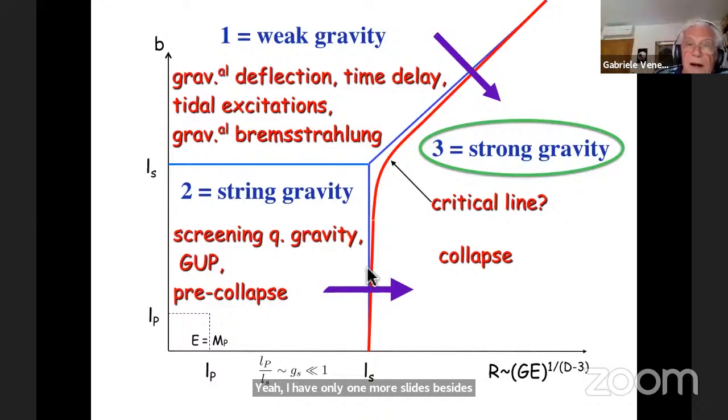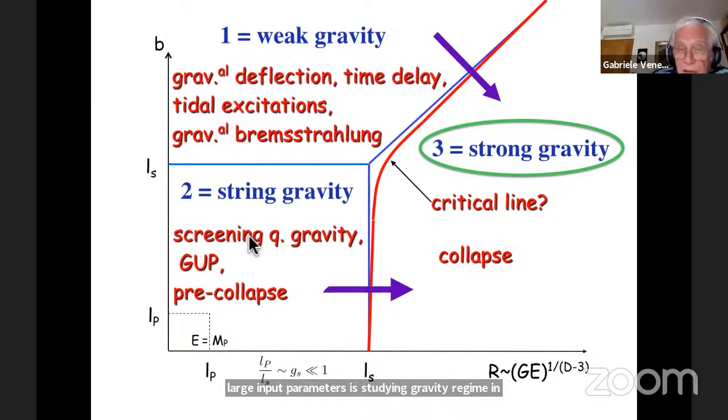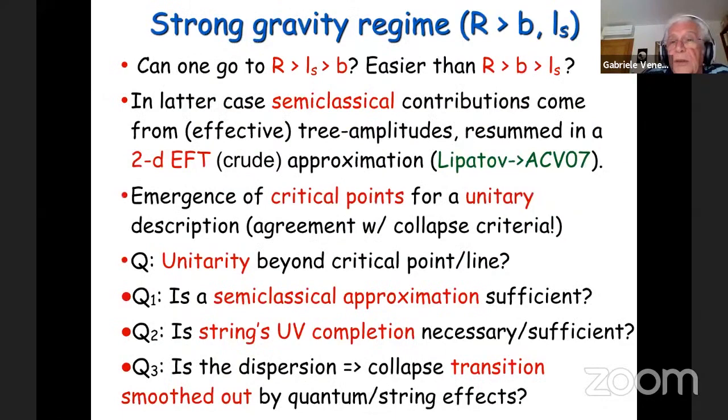So far we have discussed this weak gravity regime at large impact parameters, a string gravity regime in which the string length makes your life easy. But of course, the big challenge is how to go from region 1 and 2, cross this red line, which is where you expect to find a critical line behind which you expect collapse. And so my last slide will be about this so-called strong gravity regime, in which you go to energies and impact parameters such that you expect black hole production.